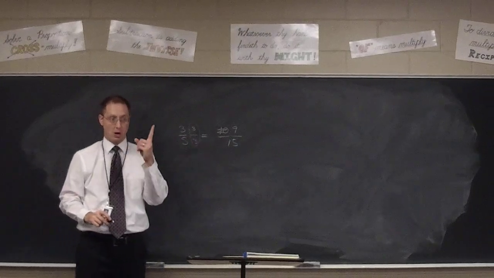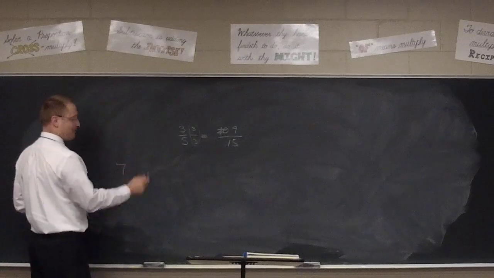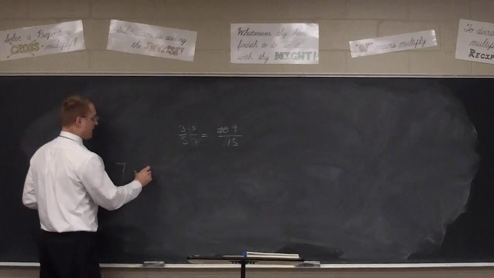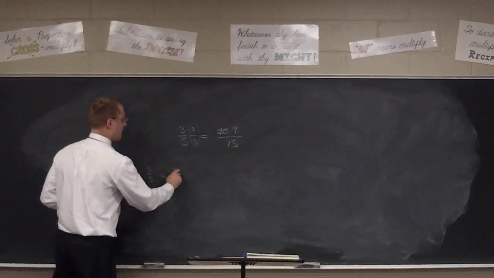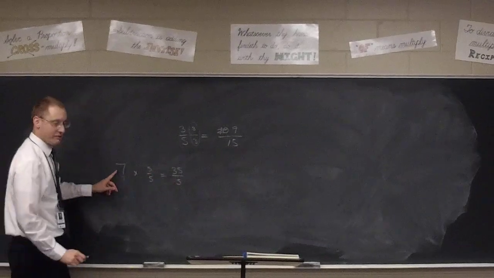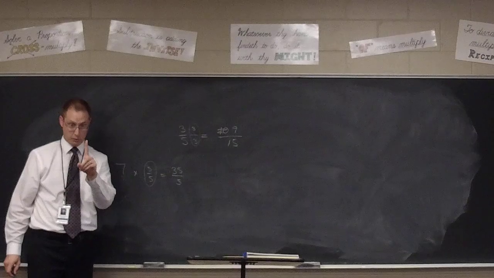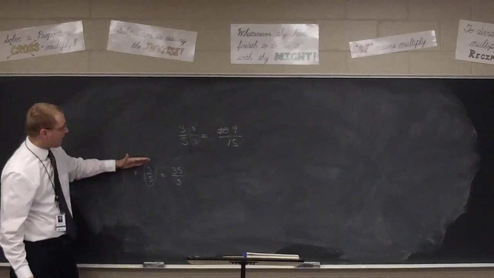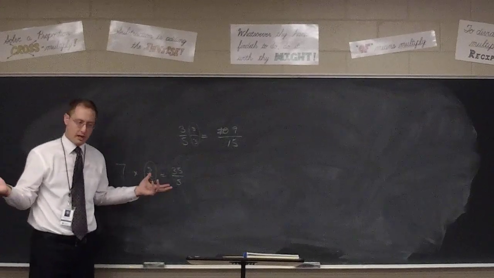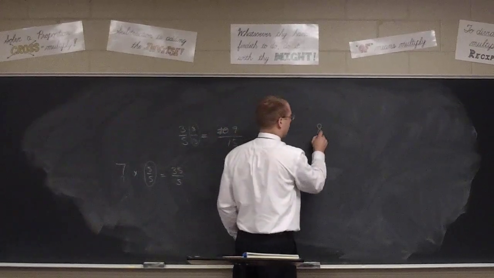equals 1. If I were to take 7, which is 7 over 1, and I were to multiply this by 5/5, I would have 35/5. But that's still equal to 7, because I really just multiplied it by 1. When you multiply by something over itself, it's just 1. You haven't changed anything.